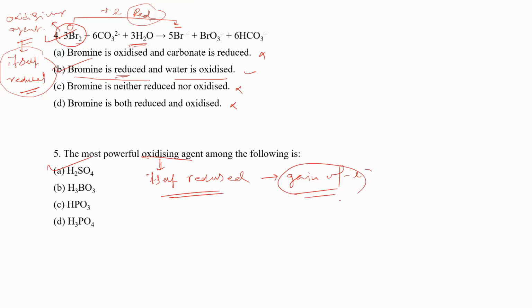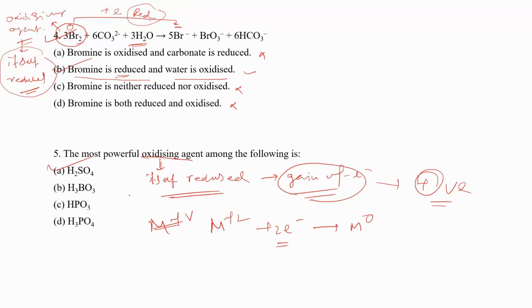So when it will gain electrons, when it has a positive charge, suppose the metal has the +2 oxidation state, then it can gain electrons. When it has the +2 charge, it can gain electrons. So this is the fact.